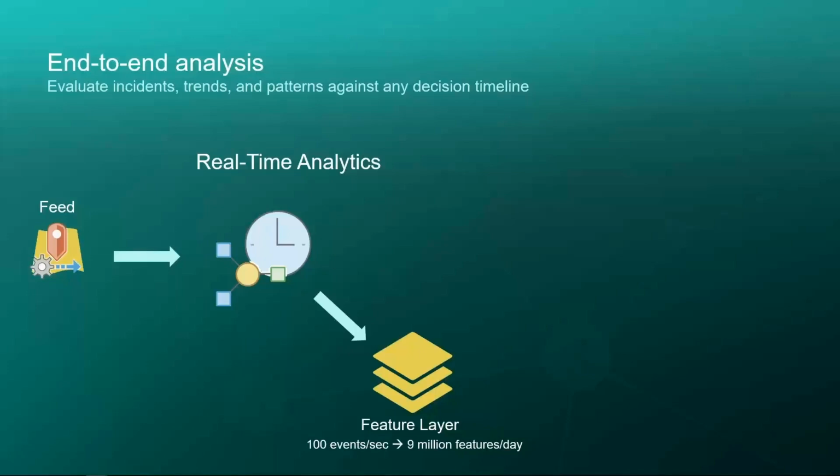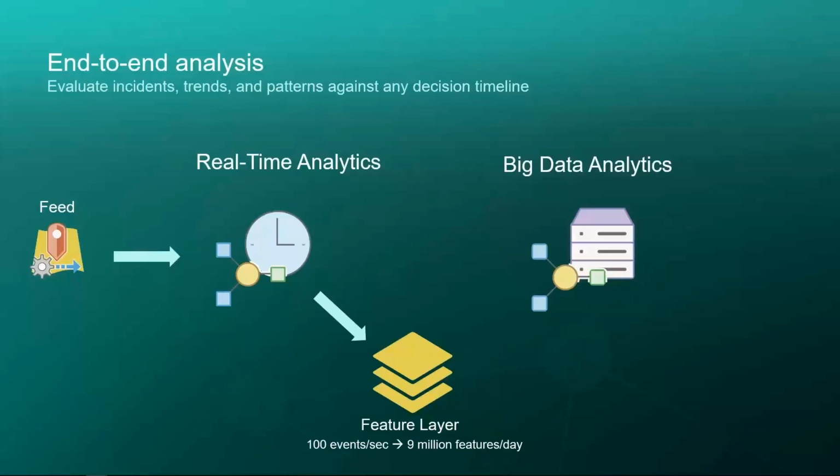So for example, even data that's coming in at 100 events a second, which might not seem very fast, grows to 9 million features in a day. And I'm sure many of you are dealing with large voluminous data sets that can be created from IoT systems. Because this data can grow so quickly, ArcGIS Velocity is designed to grow with you. So that's where these big data analytics come into play.